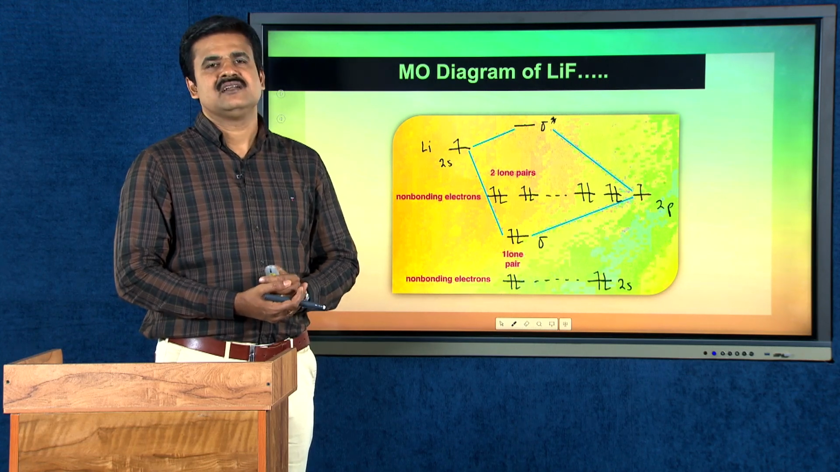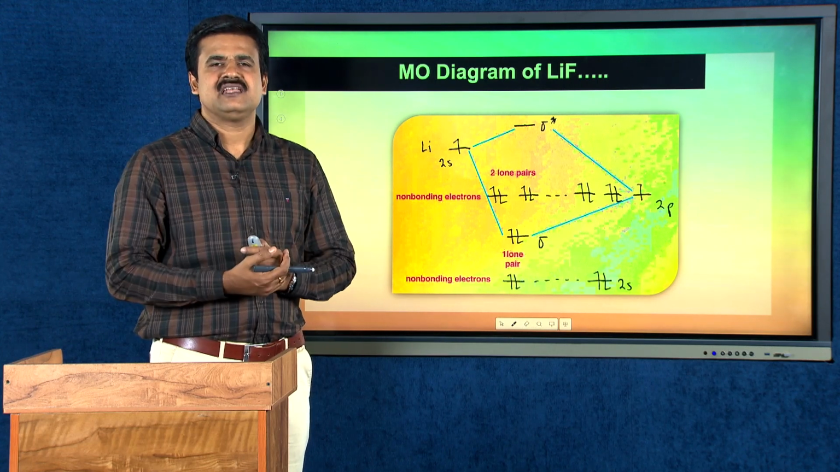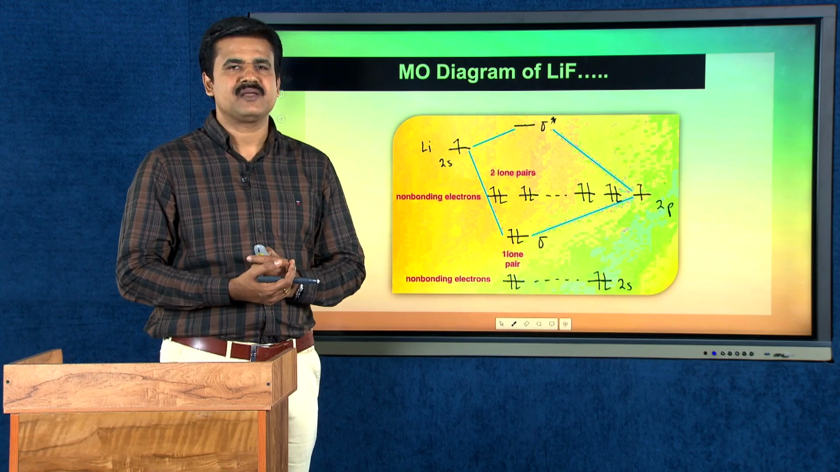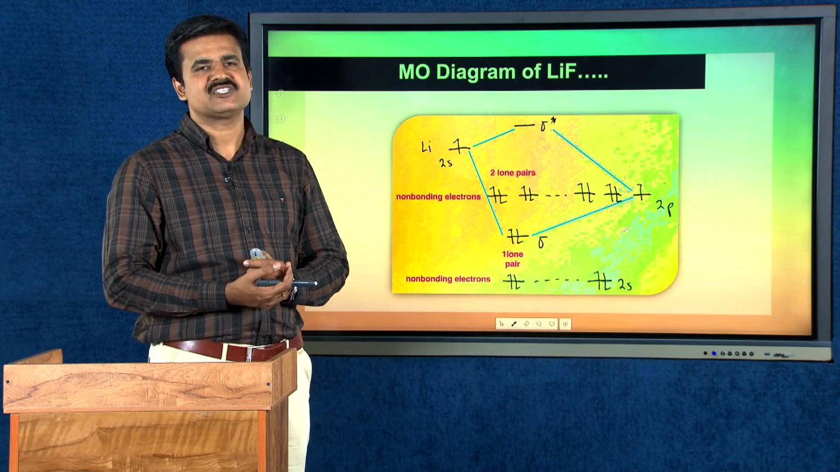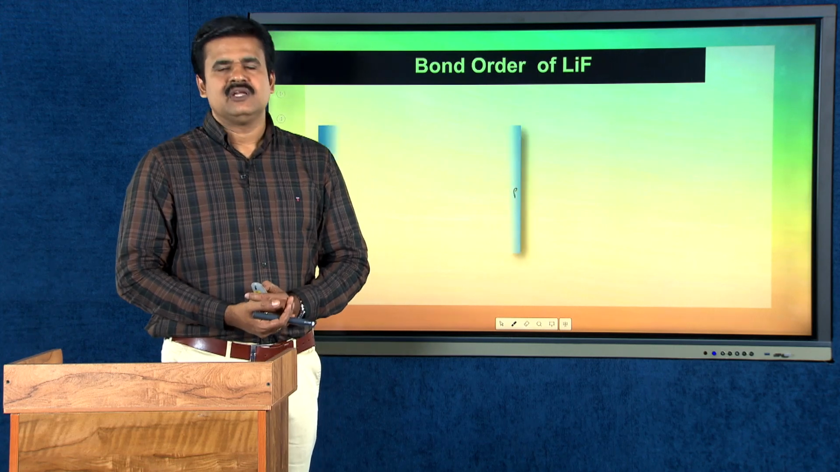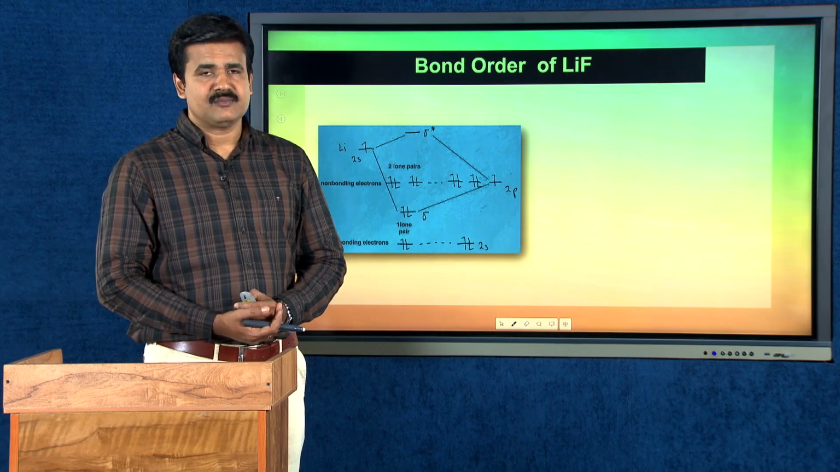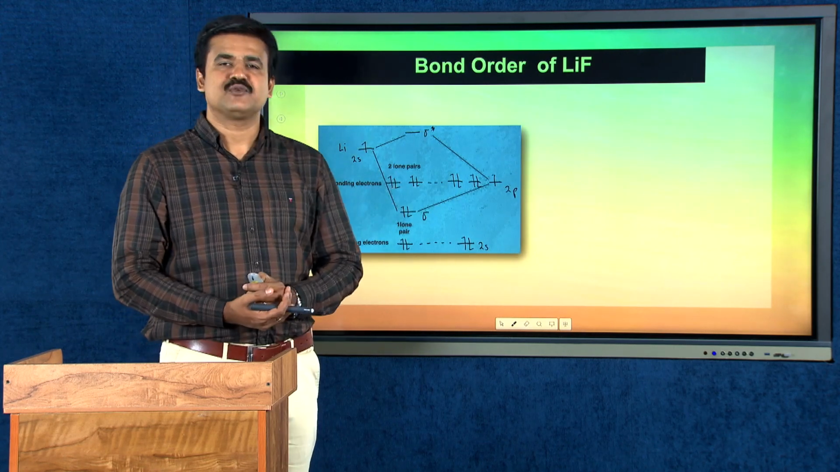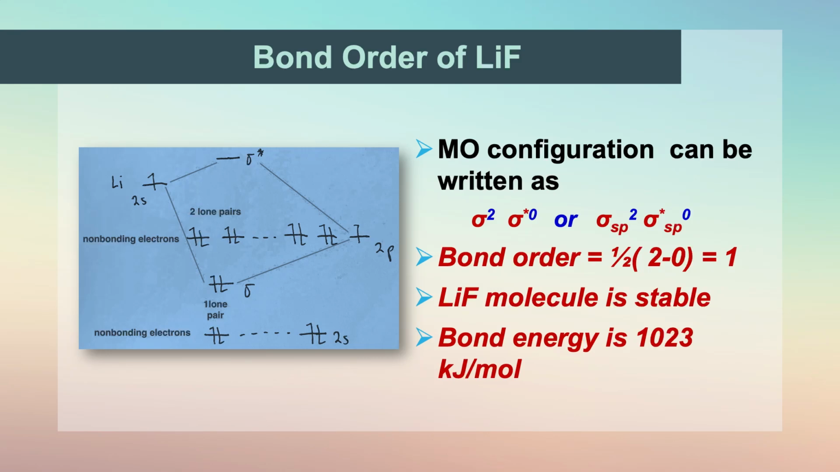This is because the MOs, BMO and ABMO are formed by the overlapping between s and p orbitals, as I mentioned in the case of HF and HCl. Now the bond order of the lithium fluoride molecule. From this MO diagram, it is possible to represent the MO configuration as sigma 2 sigma star 0, or sigma sp2 and sigma star sp0.